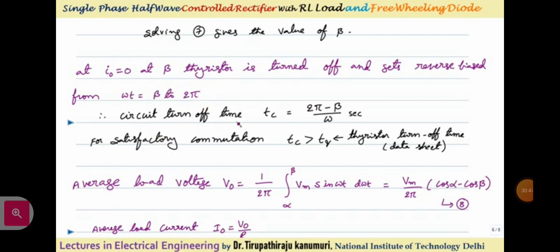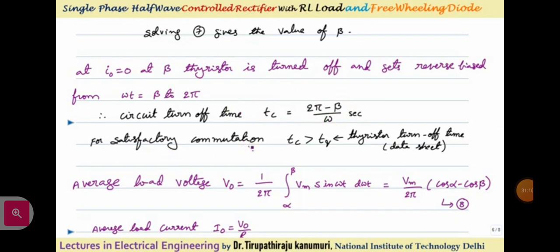So the circuit turn off time is defined as the duration for which your thyristor is reverse biased, that means in the non-conducting, reverse blocking mode. Because it is from beta to 2 pi, we can tell it as 2 pi minus beta, that is the duration, divided by omega. So Tc is equal to 2 pi minus beta by omega.